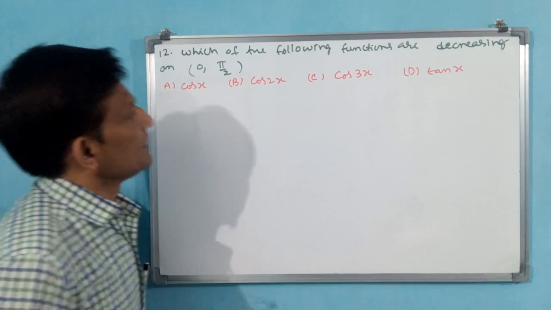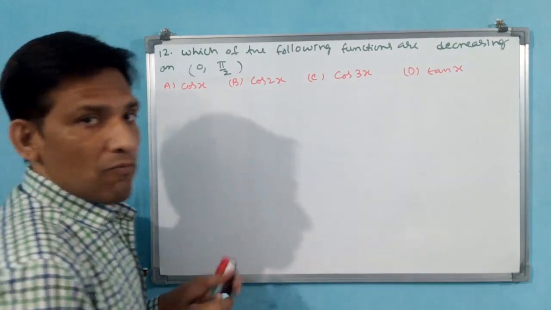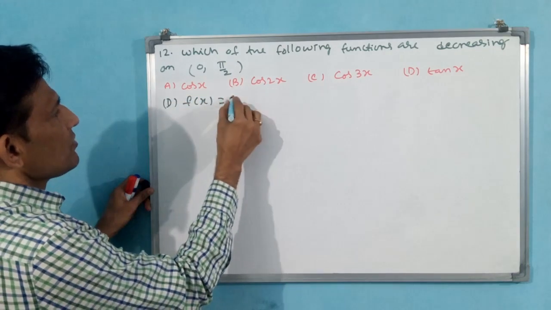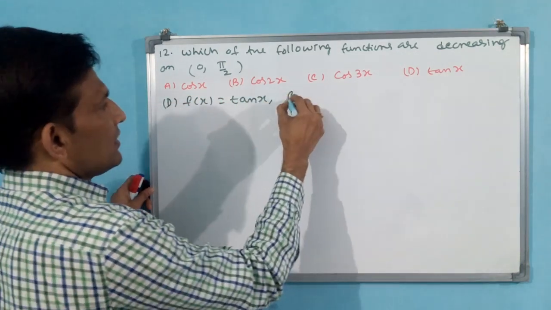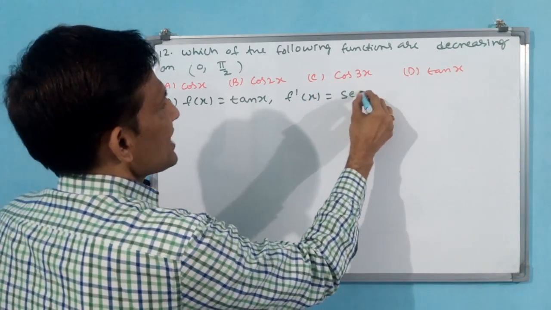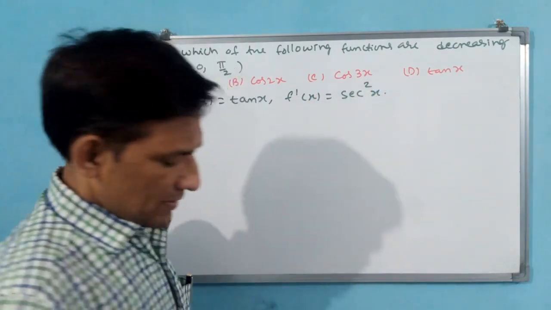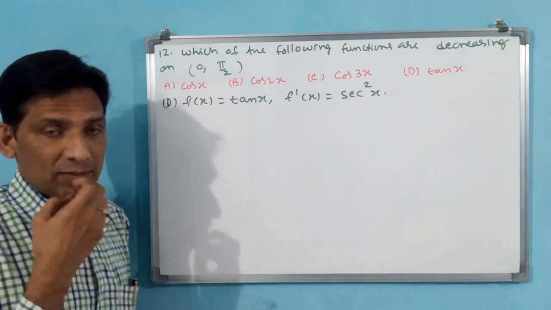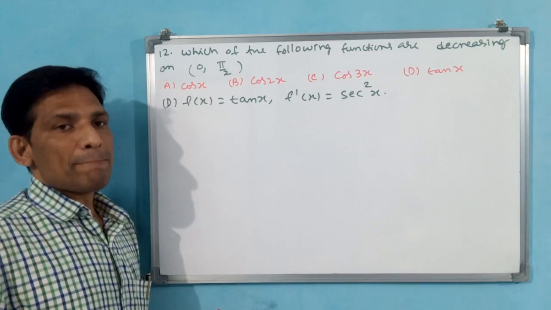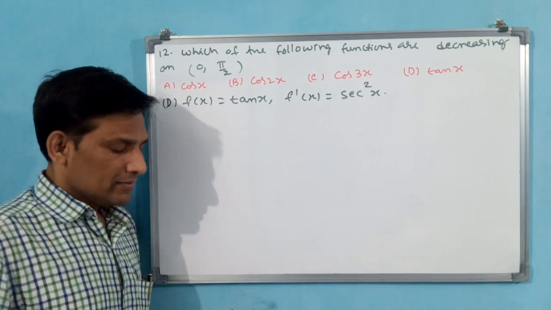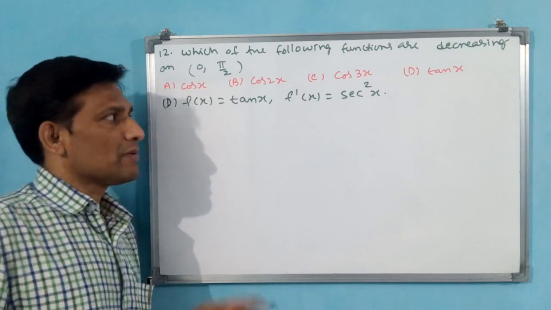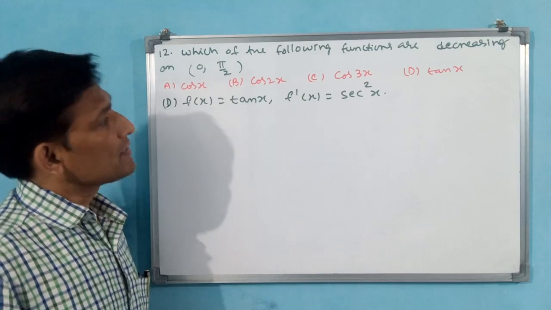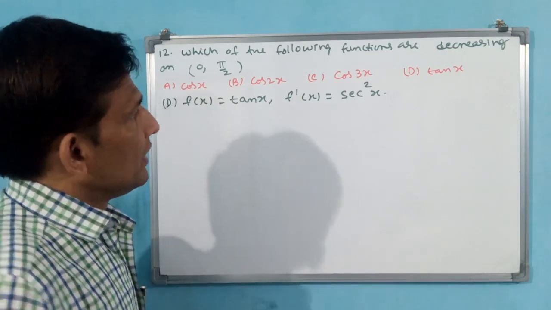Now, let us see this tan x, the fourth one. f of x is equal to tan x. f dash x is equal to secant square x. We have to draw the circle diagram of secant square x. Secant square x means secant x and square, which means all negatives are also going to become positive. Why? Because when secant x is negative, if you square it, it automatically becomes positive. Let us do it.